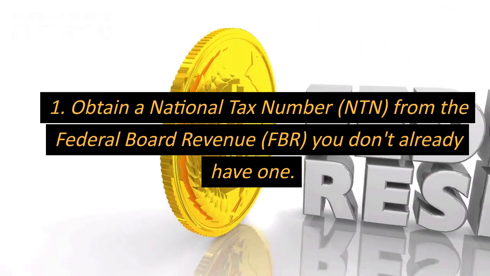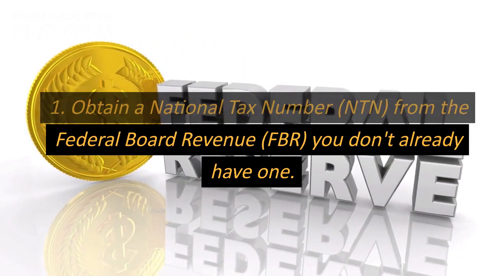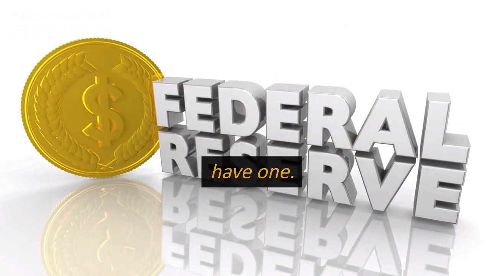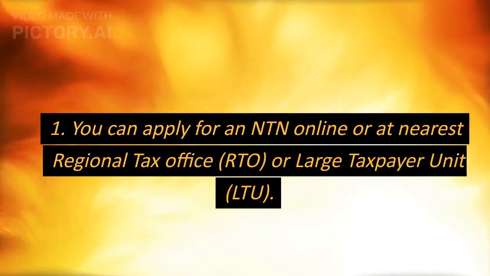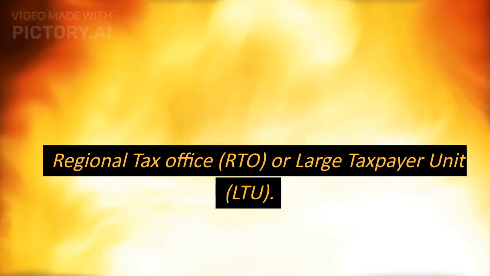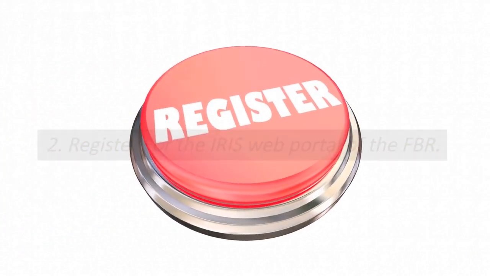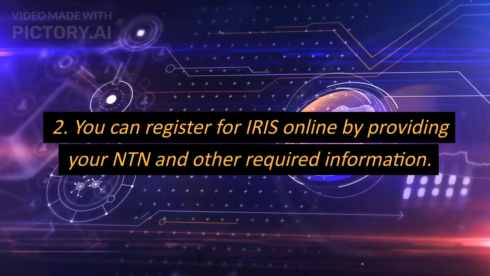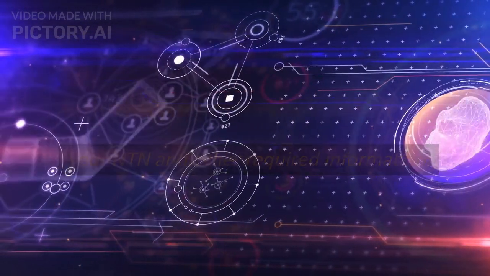1. Obtain a National Tax Number, NTN, from the Federal Board of Revenue, FBR, if you don't already have one. You can apply for an NTN online or at the nearest Regional Tax Office, RTO, or Large Taxpayer Unit, LTU. 2. Register for the IRIS web portal of the FBR. You can register for IRIS online by providing your NTN and other required information.